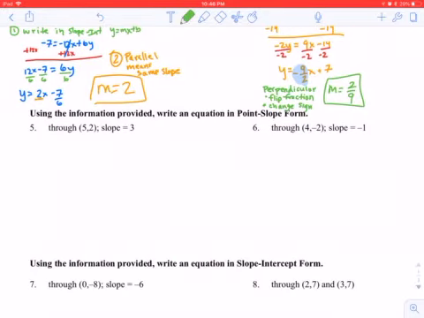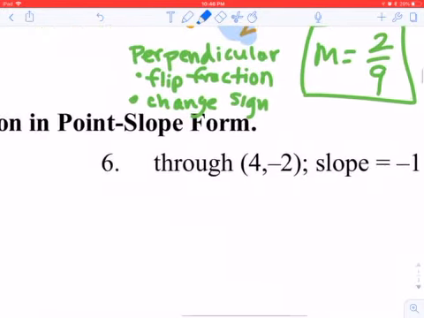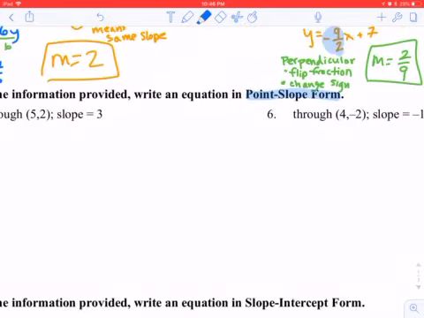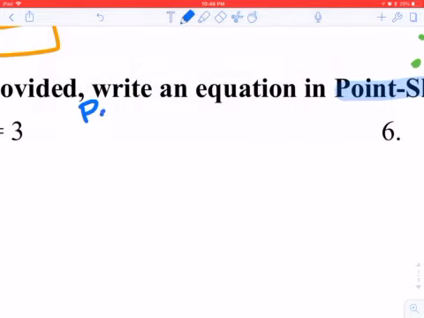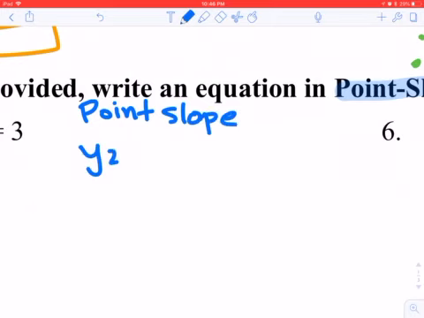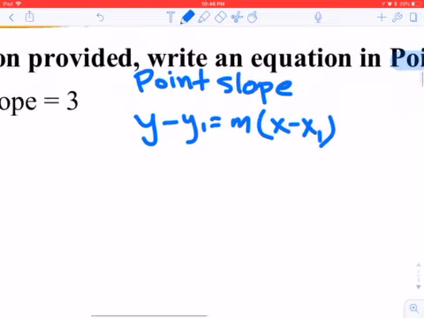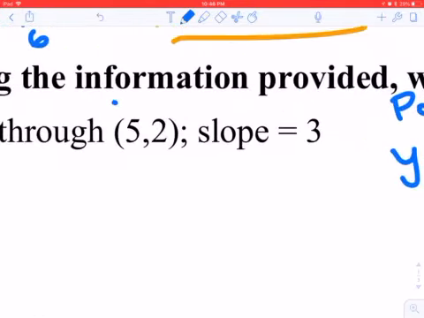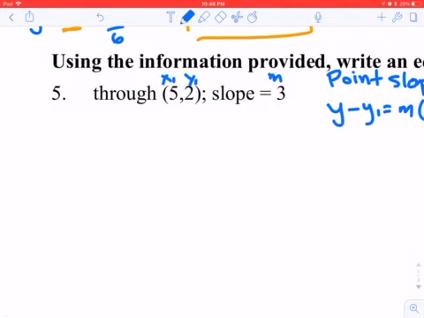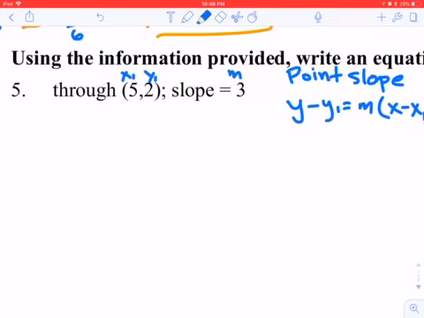Okay, 5 and 6. We'll read the direction. It says write it in point slope form. I'm going to write it in the middle. Remember, point slope form. This is your point slope form. y minus y1 is equal to m times x minus x1. Again, you're expected to know this. I'm not going to write that on the board. So first thing, label x1, y1, m. m is always your slope. So all you have to do is just plug the numbers in.